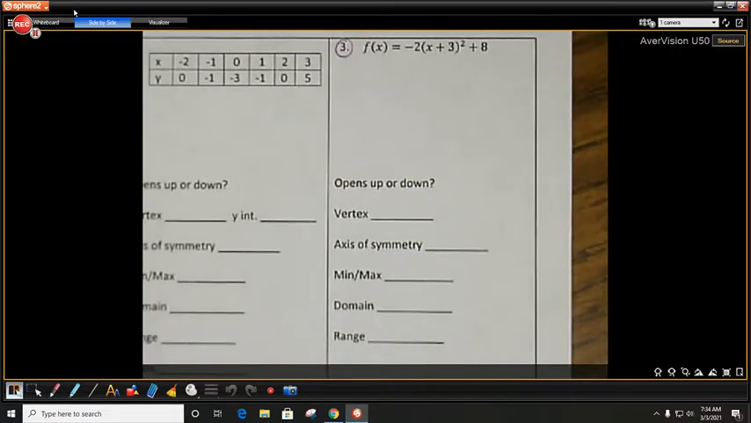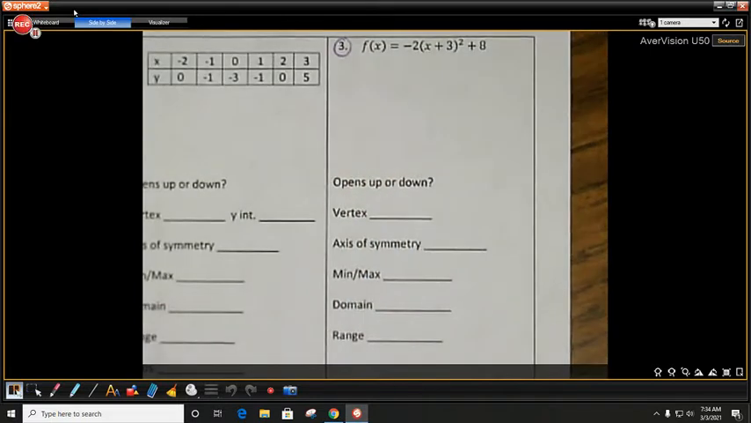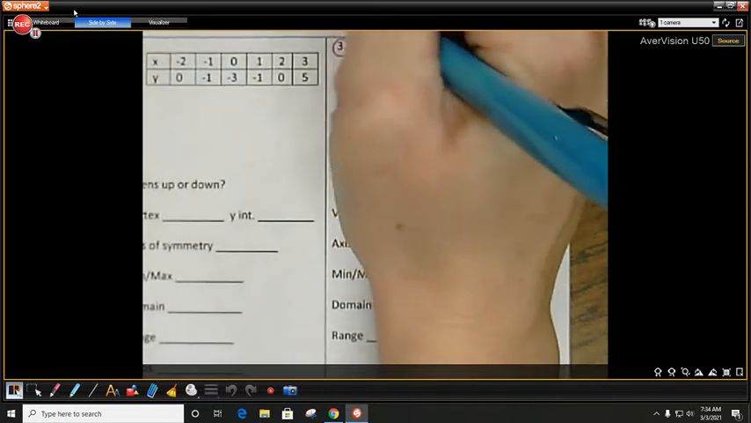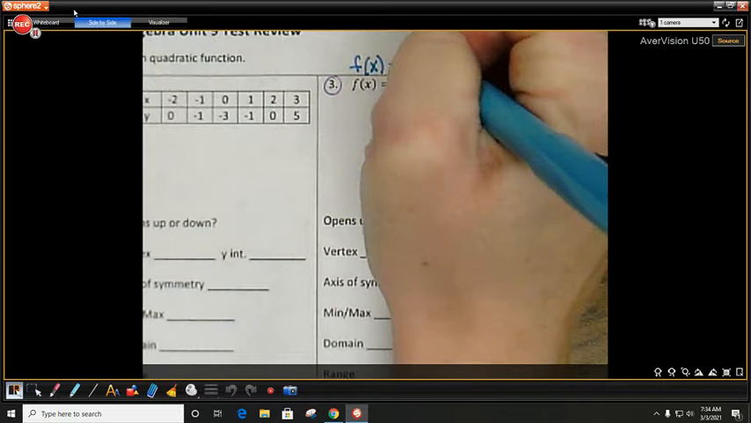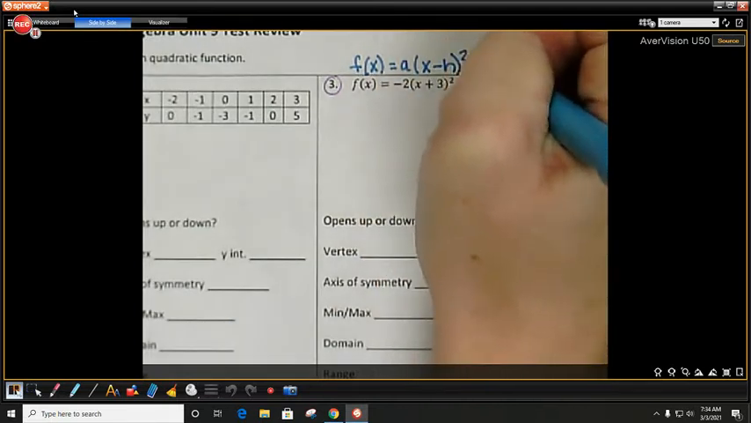Hi guys, today we are going to work a couple of problems on our Unit 9 test review. The first one I'm going to go over is number 3. So this is my equation in vertex form. The way I know it's in vertex form is f of x equals a times x minus h squared plus k.